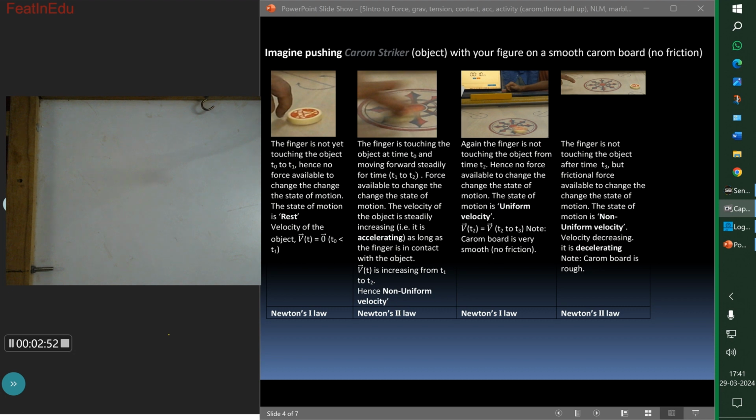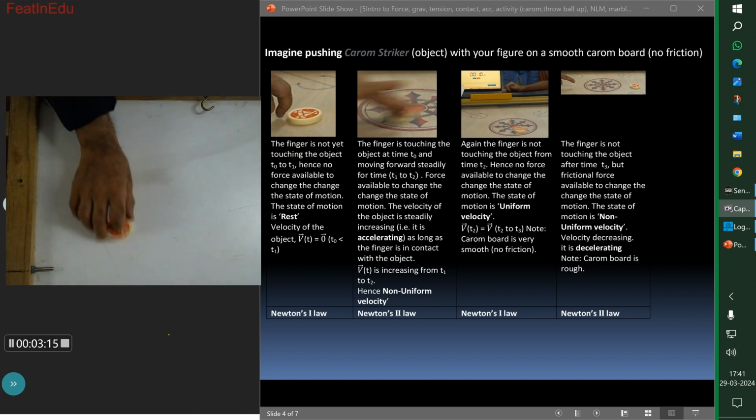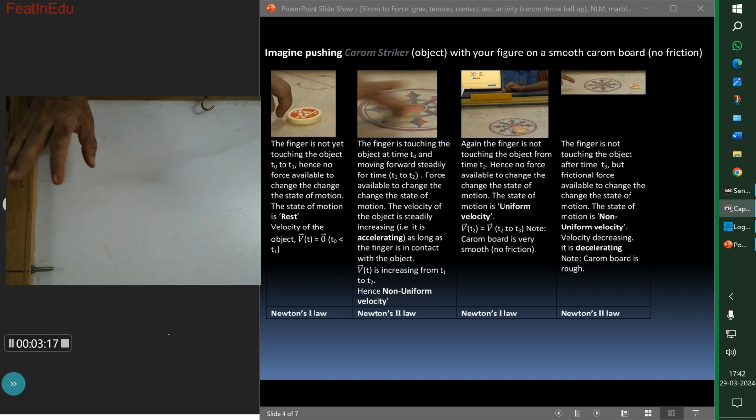So there was force acting between time t1 to t2, and what was the velocity of the body during that time? Was it uniform or non-uniform? It was changing. Uniform means it will not change, in both magnitude and direction. Here, direction was the same, but magnitude was increasing. So in that interval of time, it was accelerated.